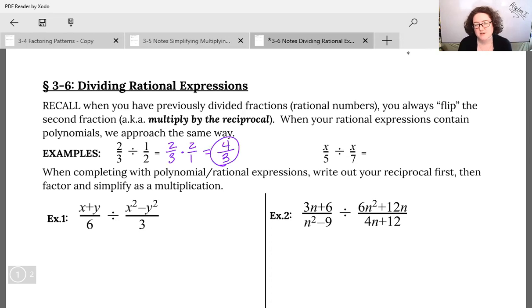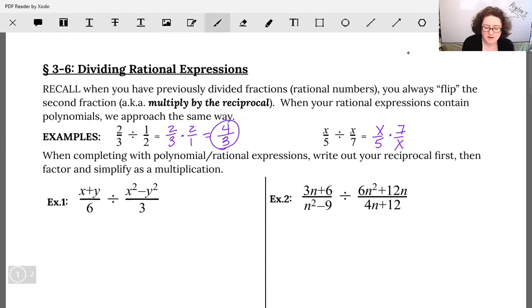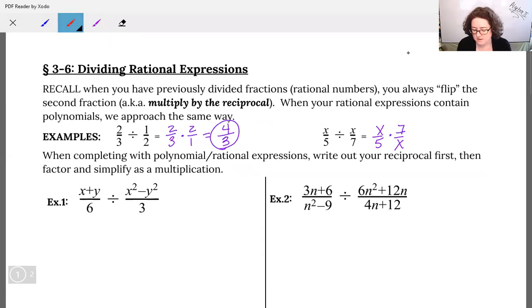Same thing goes if we have any variables in our expression. Anytime you're dividing, you always multiply by the reciprocal of that second fraction. So really, x/5 divided by x/7 would really be x/5 times 7/x. But wait a second, if we're multiplying these, is there anything I could simplify out? Indeed, I have an x in common in my numerator and denominator, so I can simplify that out, and we're going to be left with 7/5.